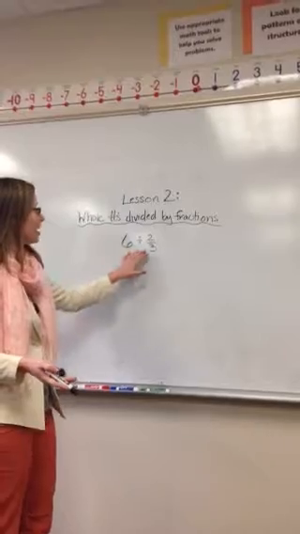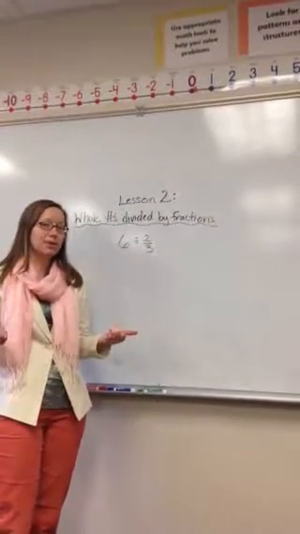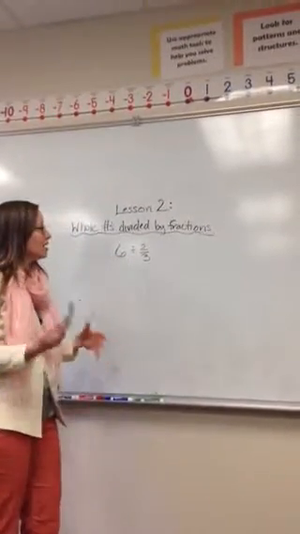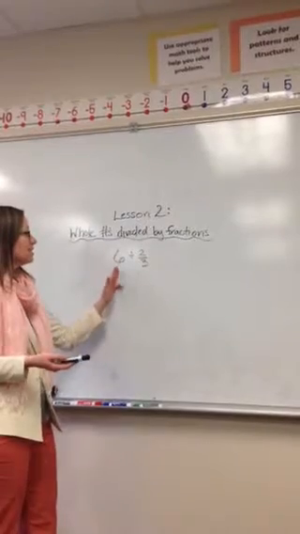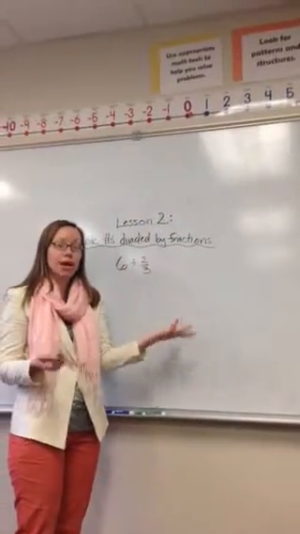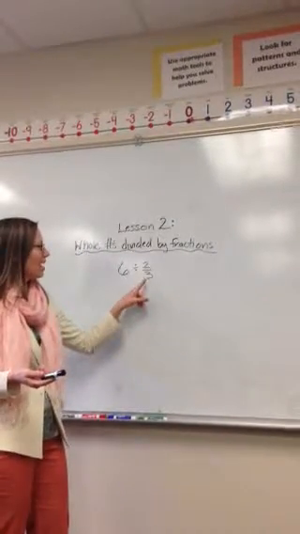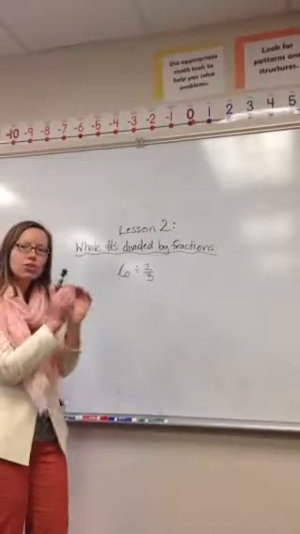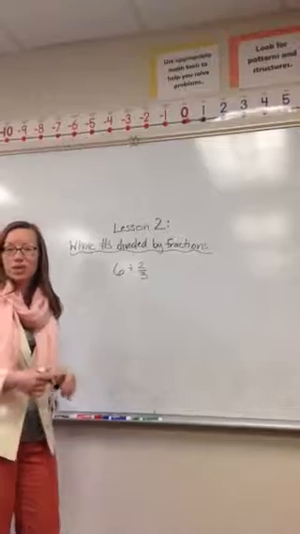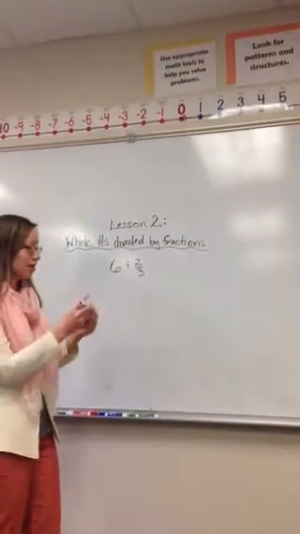We've got 6 divided by 2/3. Okay, now there's 2 ways I like to think about this. You can decide which way makes more sense for you. One way to think of it is 6 is 2/3 of what bigger number? Another way to think of it is, how many little groups of 2/3 can go into 6? So 2 different ways to think about it. Use whichever way makes more sense to you. Let's look at modeling it.